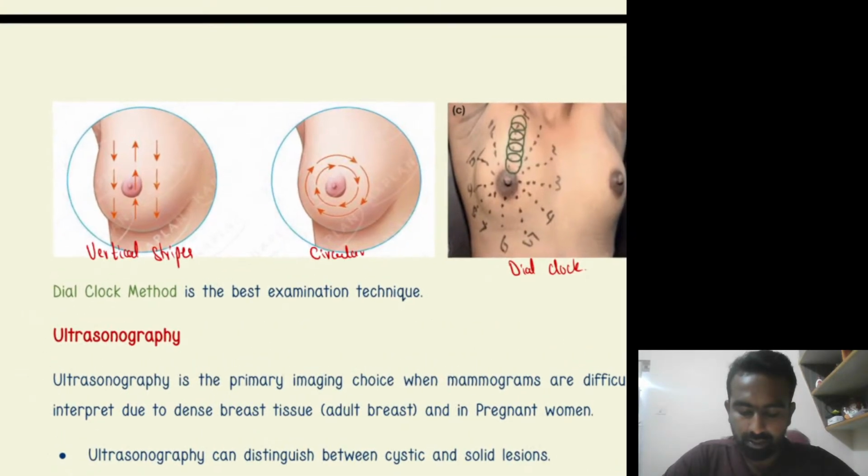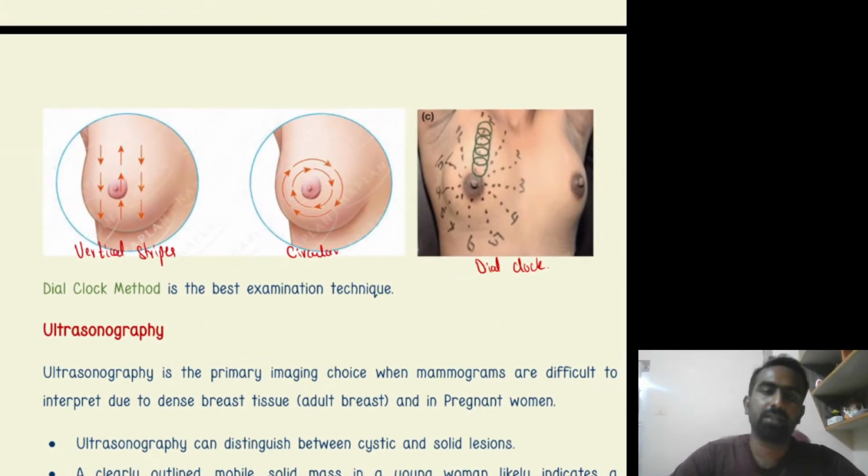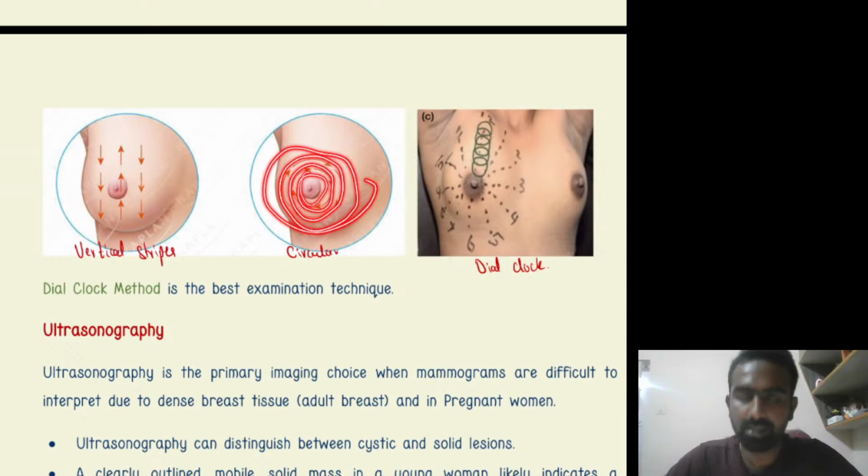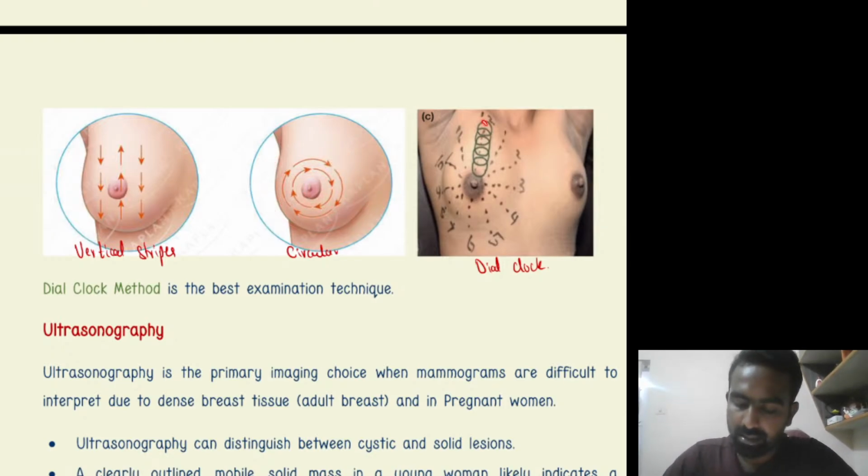And I already told you the various methods of clinical examination. This is the vertical stripes method, and you can also use the horizontal stripes method. This is the circular method which you regularly see in the wards. The best method is the dial clock method, that is 3 cm from the 12 o'clock, which is interposed between the next 3 cm circle. So after 12 o'clock, 1 o'clock, next 3 o'clock, and it is continued in the clockwise direction, which is the best method.